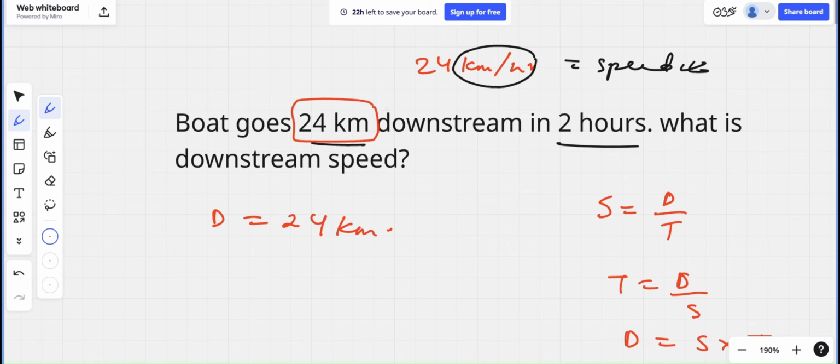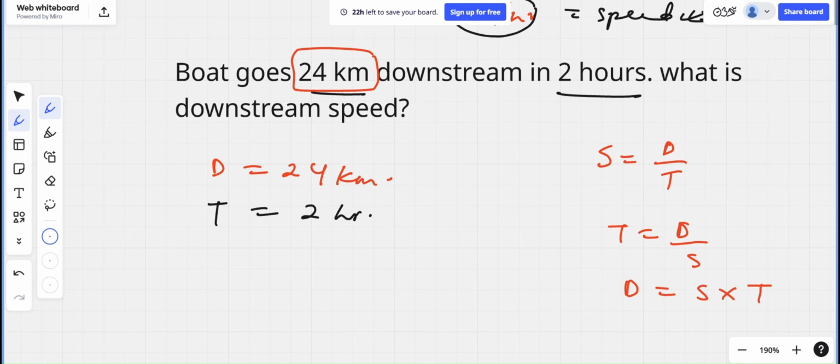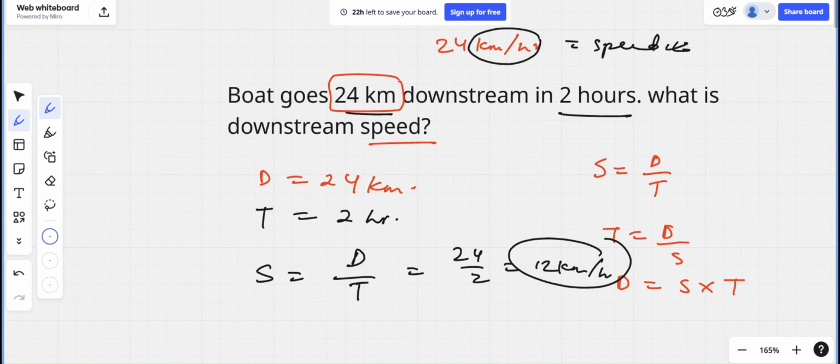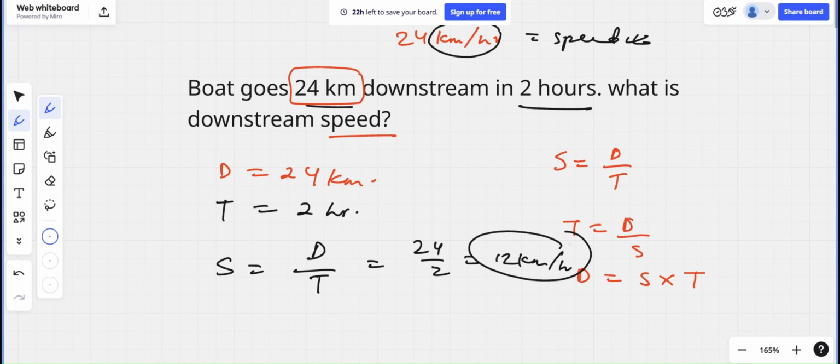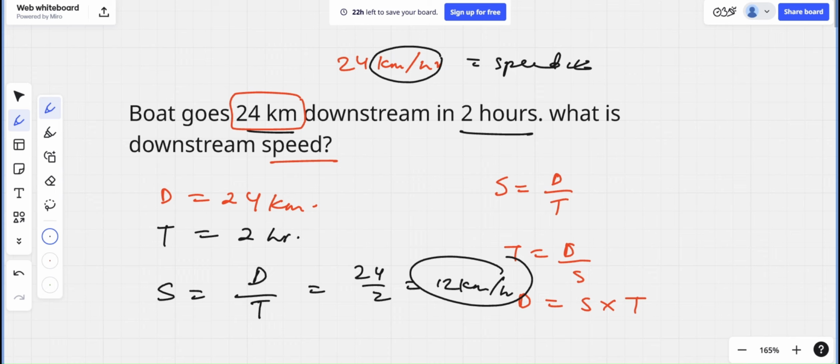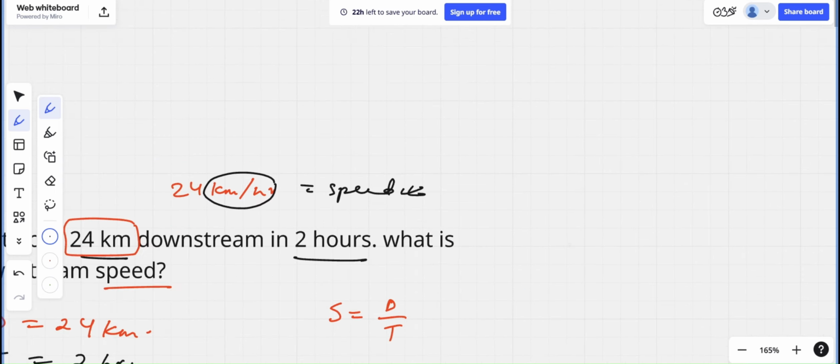And what about 2 hours? This means time. So distance is 24 kilometer, time is 2 hours. What do we need? We need speed, right? So speed equals distance by time. 24 by 2 equals 12. Easy, right? The question is a little twisted. It mentions downstream, but the answer is still the same. That's it. Okay, now let's move on.